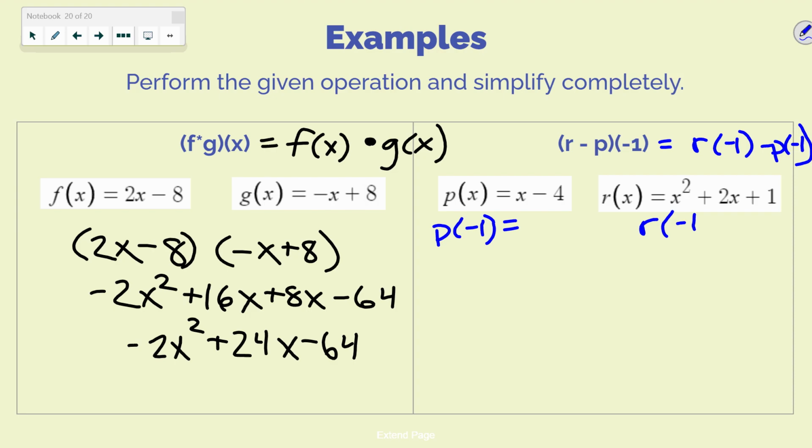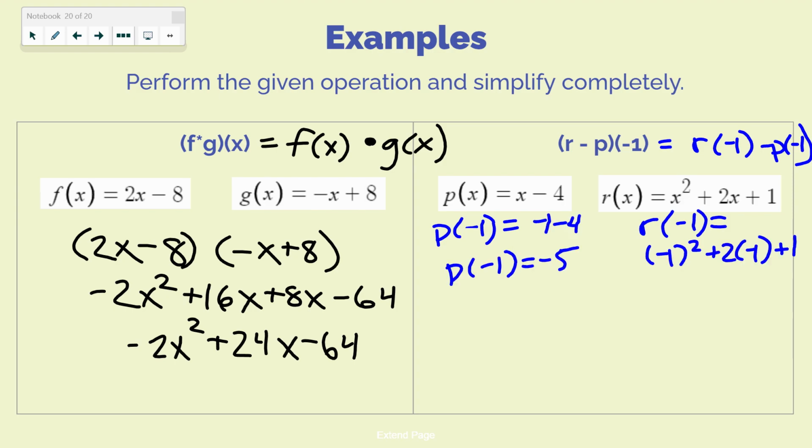Why don't you guys take a minute to try to find those two values on your own. Alright, so p of negative 1, negative 5. What about r of negative 1? What did you guys find that to equal? So don't forget that negative 1, parentheses around it when you square it. So you'd have 1 minus 2 plus 1, which would give you what value? 0. So r of negative 1 is going to equal 0.